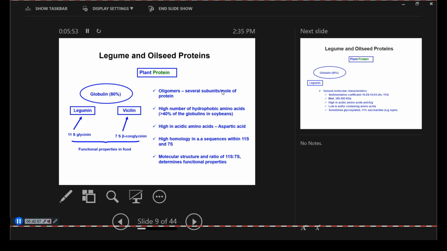And then we talked about the ratio of 11S to 7S being different between different varieties and also among different species. And because they are different in structure, they will impact functionality differently. So different ratios will impact functionality.